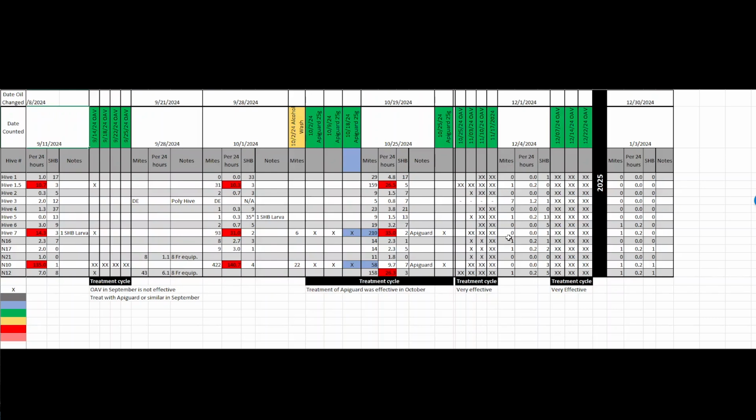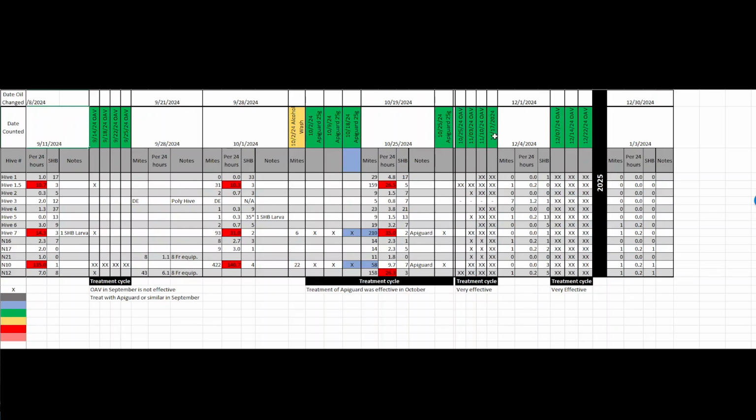We had 0s, 1s, 0s, and 1s. We had a 7. So this 7 was because I put this in a poly hive, and I couldn't treat it. So that's why I had dashes in here. And then in the videos that you saw, I figured out how to do treatment in the top. So I was able to hit that one again.